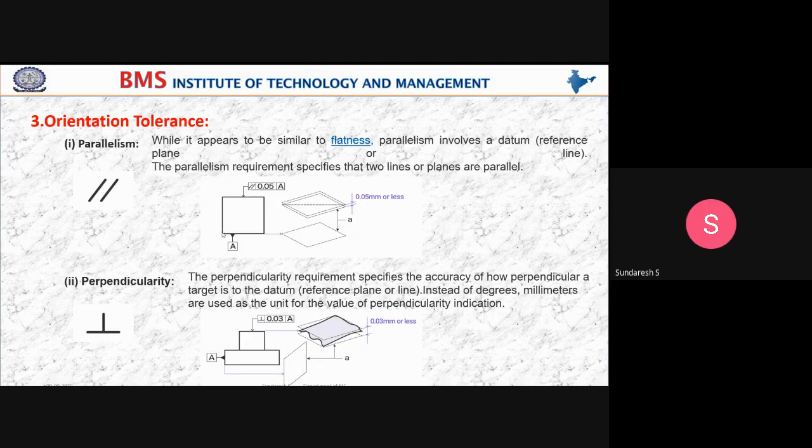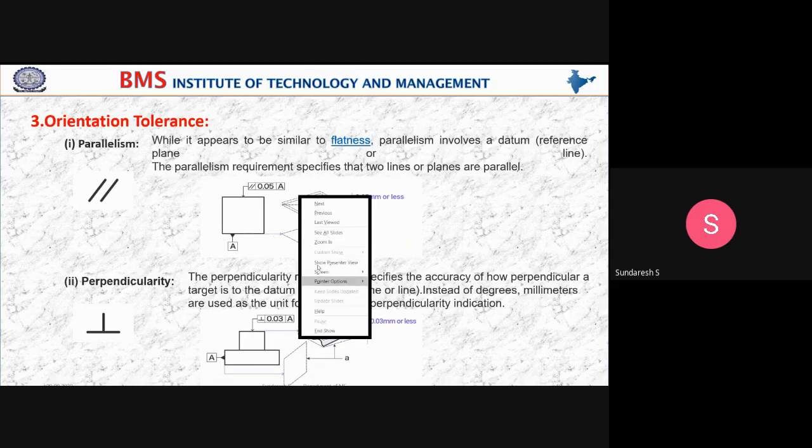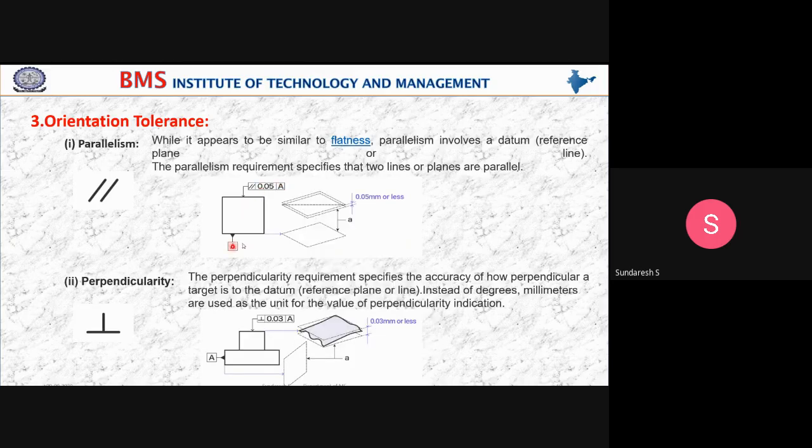See here, they are going to take a datum. A corresponds to the datum in this sketch. With respect to this datum, the line needs to be parallel, and the allowable, or permissible, variation is 0.05. This is the line, and of course in the same case the plane also. So for the plane, you make it 0.05 millimeter or less. This is what parallelism is.